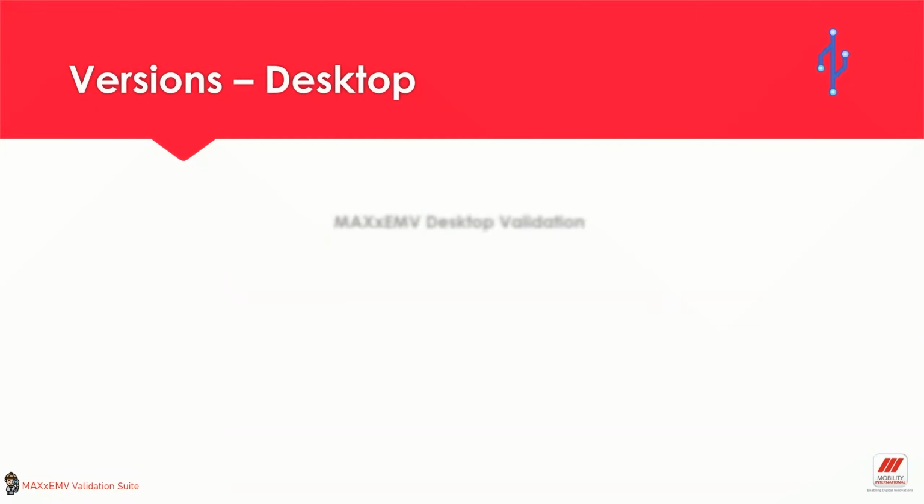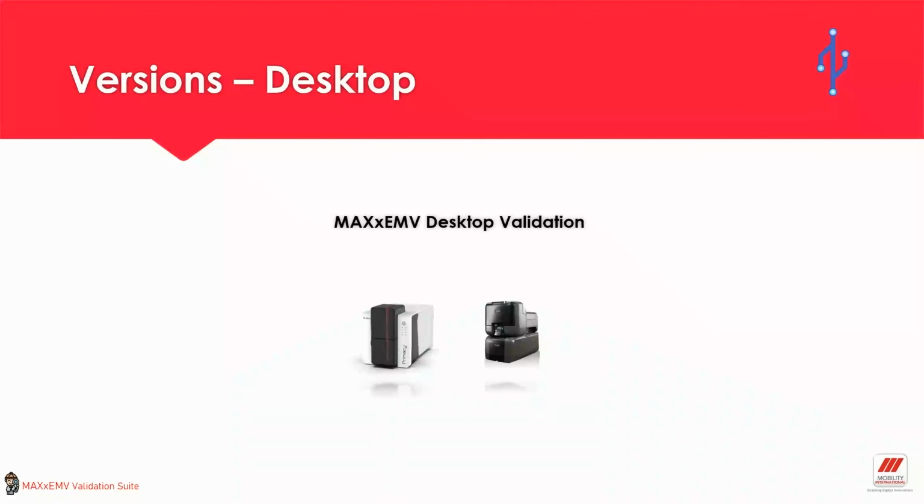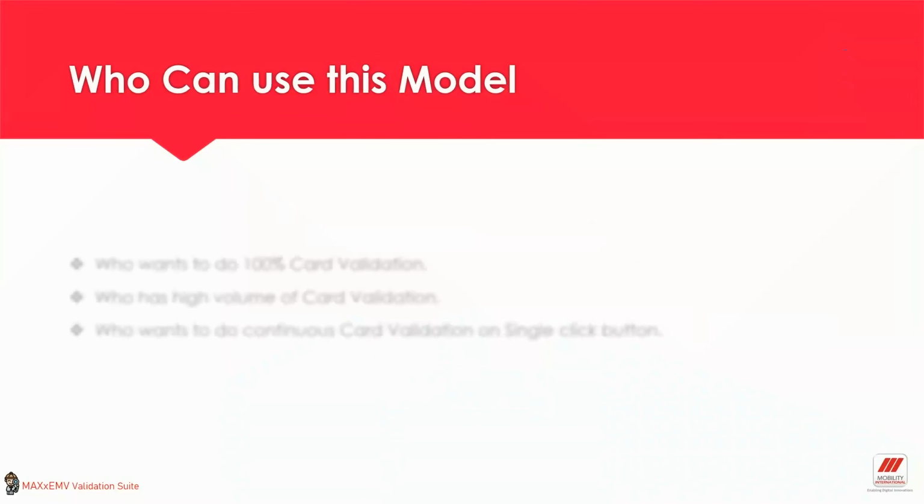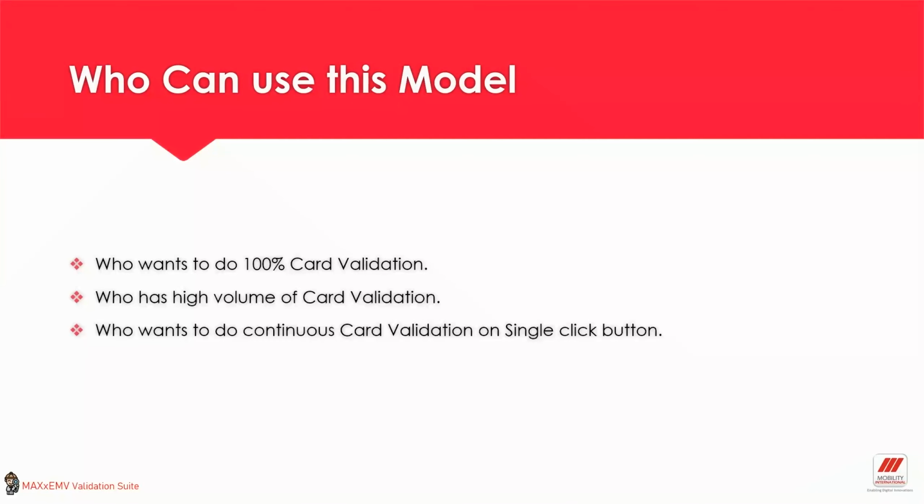The next version is desktop validation. MAXxEMV desktop validation involves a desktop printer to perform continuous card validation based on the card inputs. It validates the chip and magstripe and compares the data with the MCCPV or Visa VPA profile. Who can use this model? Who wants to do 100% card validation? Who has a high volume of card validation? Who wants to do continuous card validation on a single button click?